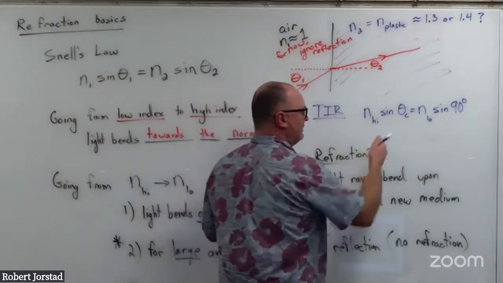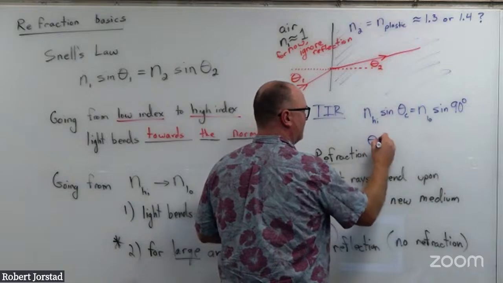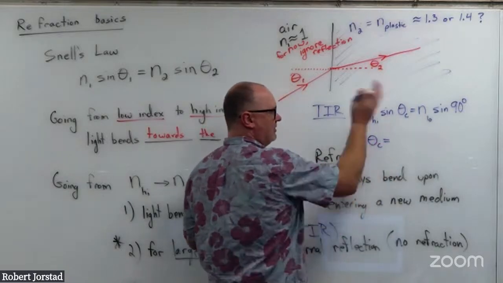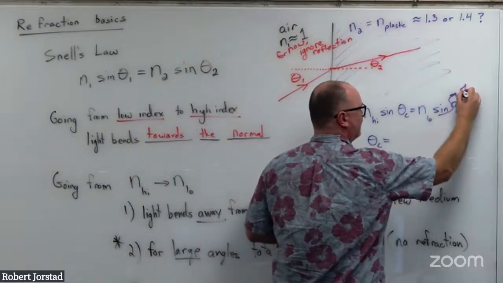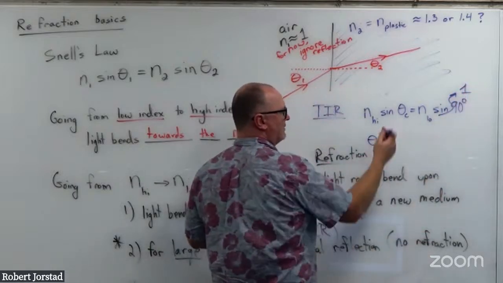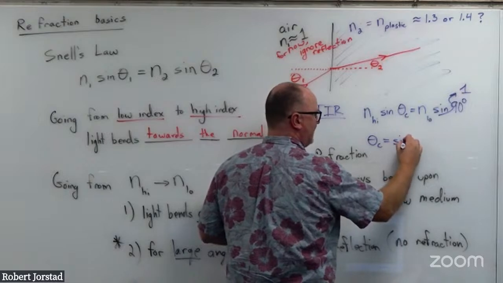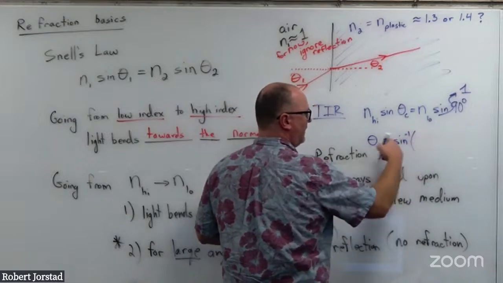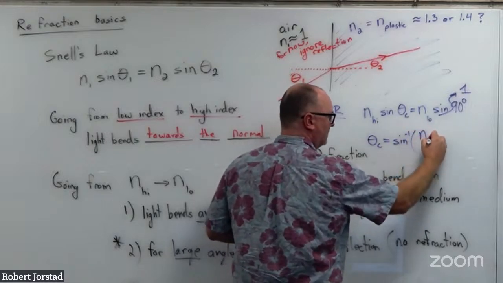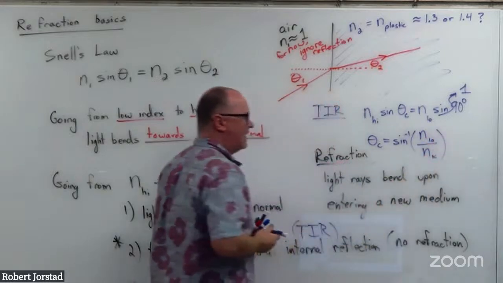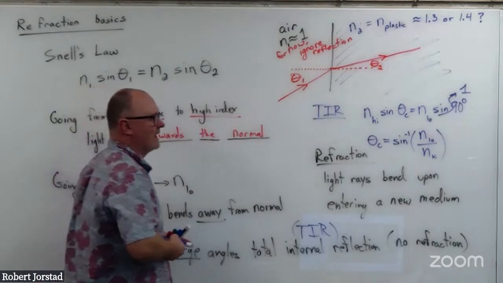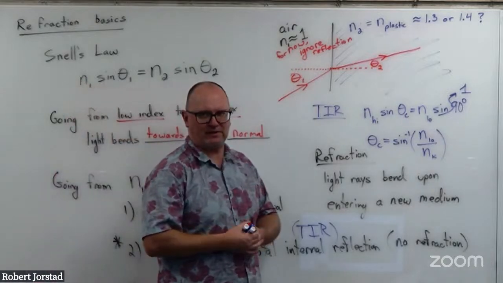So notice, if you want to pause the video and rearrange this, that's great. I'm just going to crank this out. I know that sine of 90 degrees is 1. So rearranging this, that's going to be sine inverse of N low over N high. That tells you the critical angle for total internal reflection.